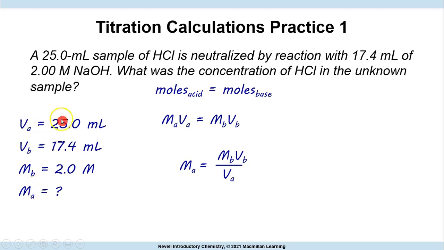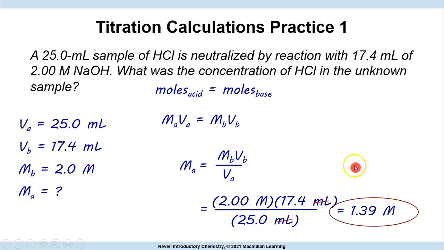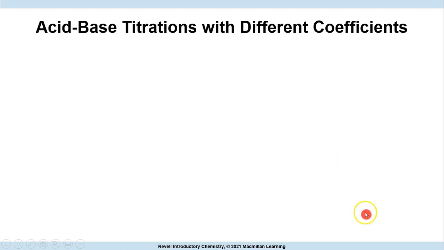Now we are going to substitute these values that we have here, and that gives us 2.00 times 17.4 milliliters over 25 milliliters. So we see that the milliliters here will cancel with the milliliters, and we are left with molar. So that gives you a value of 1.39 molar. So that is the concentration of the unknown acid.